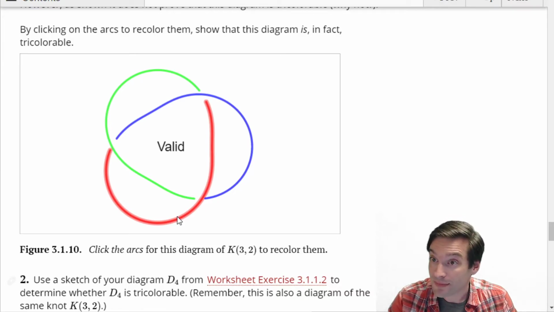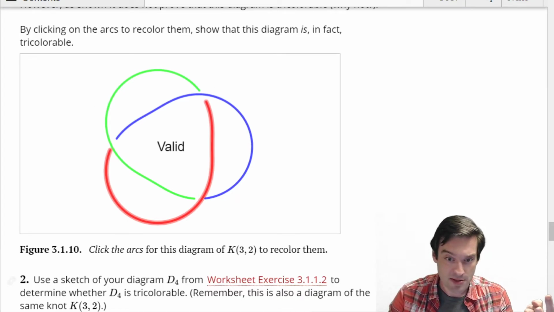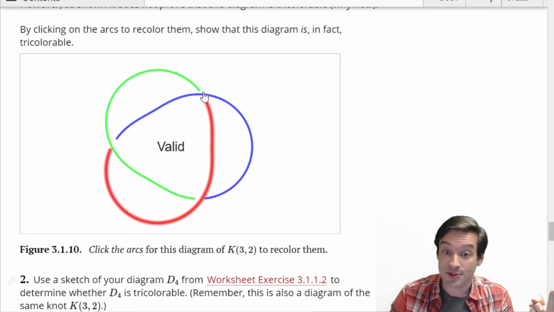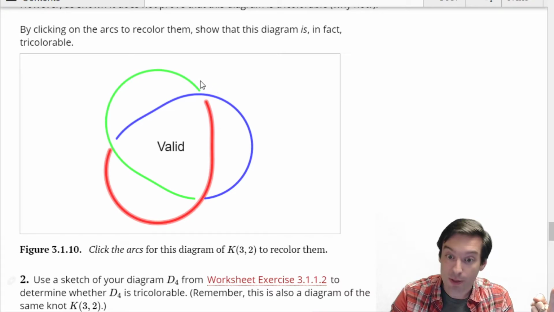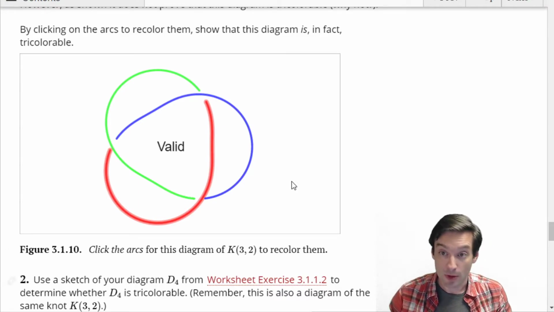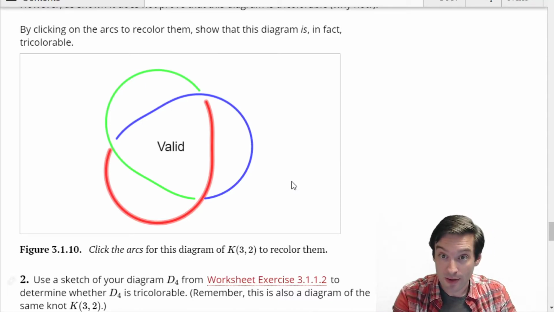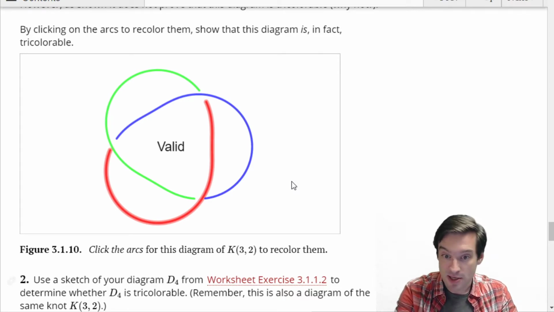And now I have a valid tricoloration because at every one of my crossings, we either have all three colors the same, which doesn't happen in any of these crossings, but it could, right? Or the other possibility, all three colors are different. And indeed, at this crossing, all three of the colors are different, a red, green, and a blue all coming together. The same is true at this crossing, the same is true at that crossing. So we would call this knot diagram tricolorable or three-colorable, because we can come up with a way of using more than one color to color the arcs and still have at each crossing either all three colors the same or all three colors different.